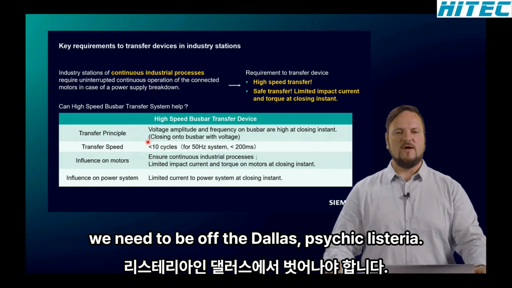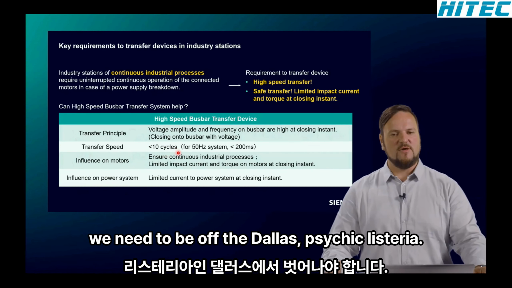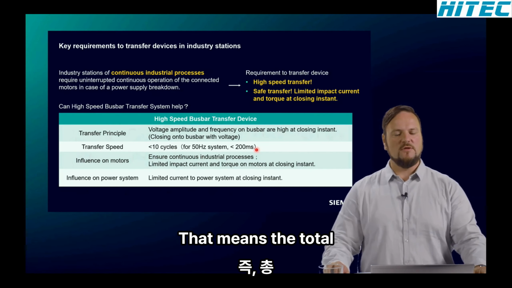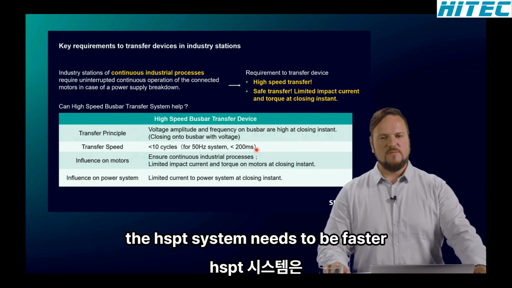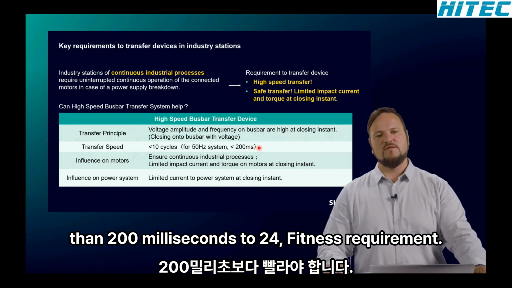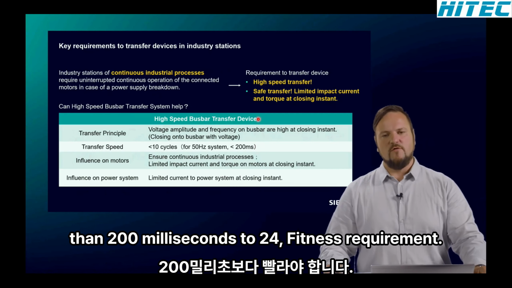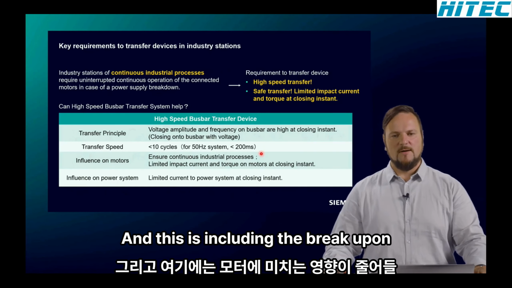So we need to be faster than less cycles, less periods. That means in total, the HSBT system needs to be faster than 200 milliseconds to fulfill this requirement. And this is including the breaker time.